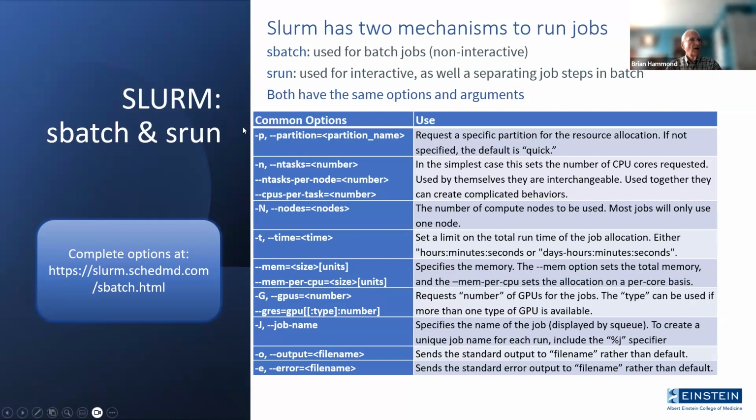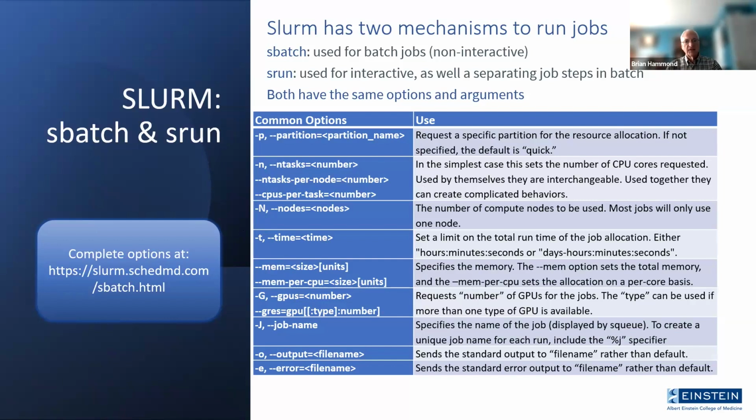And again, these are some of the basic things. -P, if you don't tell it what partition you want, it'll default to the quick queue, which is probably not what you want. You can tell it how many cores you want, how many nodes. Most people don't need to worry about this. You're just going to use 1 node, which is the default. But the time, the memory size, there's lots of different ways to specify memory.